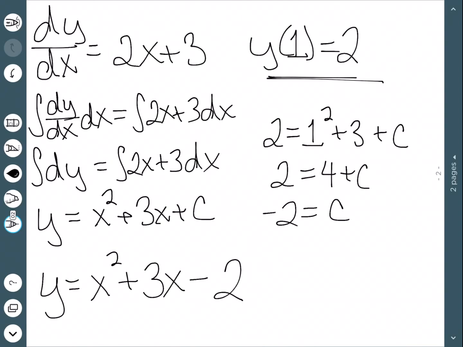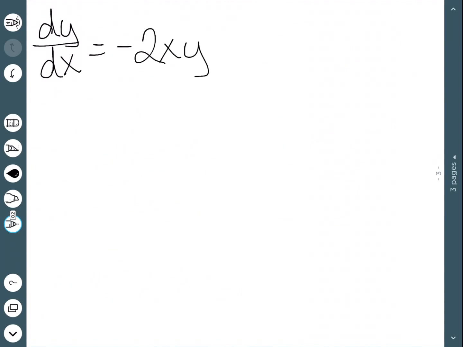So these have been fairly easy because all we had to do was integrate both sides. But now we're going to introduce an extra step into that. Before, whenever I did these, I didn't have any extra y's. The right-hand side was all x's, and this time I have a combination of x's and y's. And so the trick to this is essentially get your x's on one side and your y's on the other. I'm going to divide both sides by y. So now I have 1 over y dy/dx equal to negative 2x.